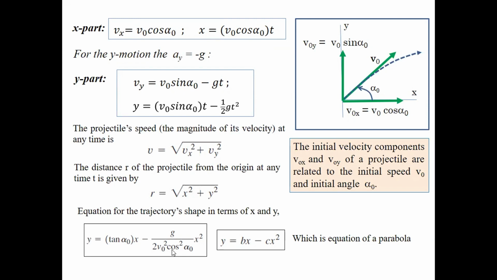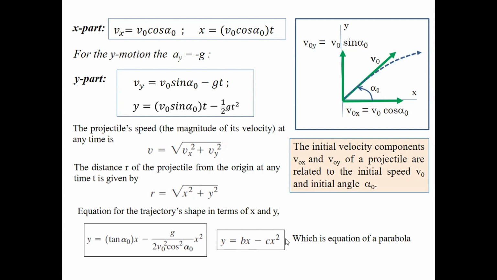Now I must not look at the details of this thing, but I should look at the variables. X and y are variables. G is constant, alpha naught is constant, V naught is constant. So let me call them constants. Here B is a constant and C is a constant. So B is this whole thing multiplied by x, minus this whole thing, C, times x squared. So I have this equation: the y component is equal to B times x minus c x squared.